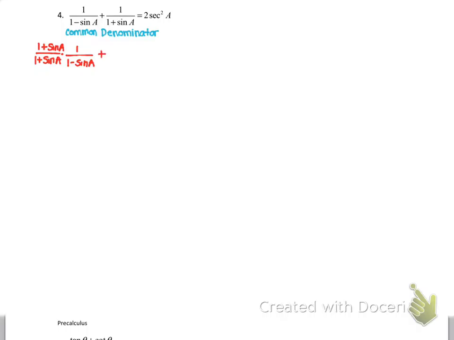And then this second one gets multiplied by 1 minus sine A on the top and bottom.